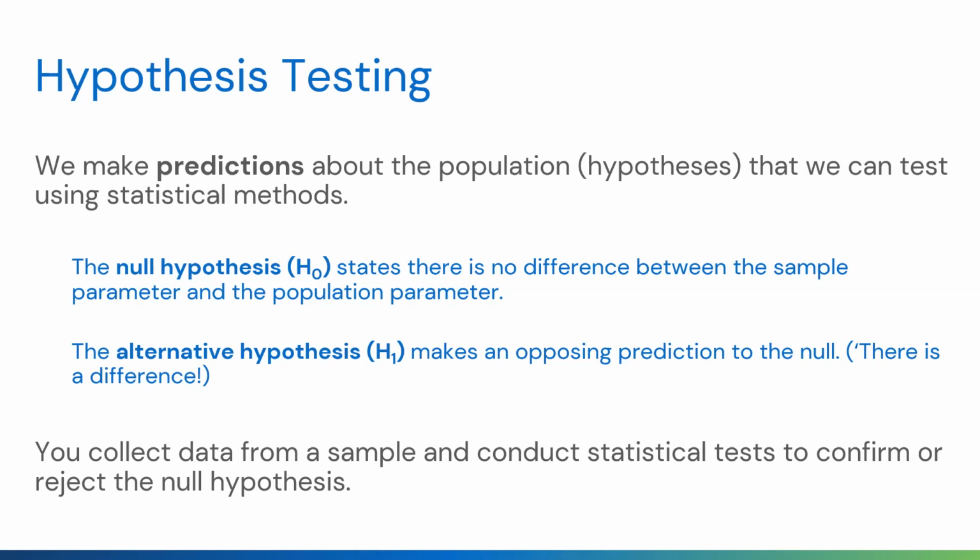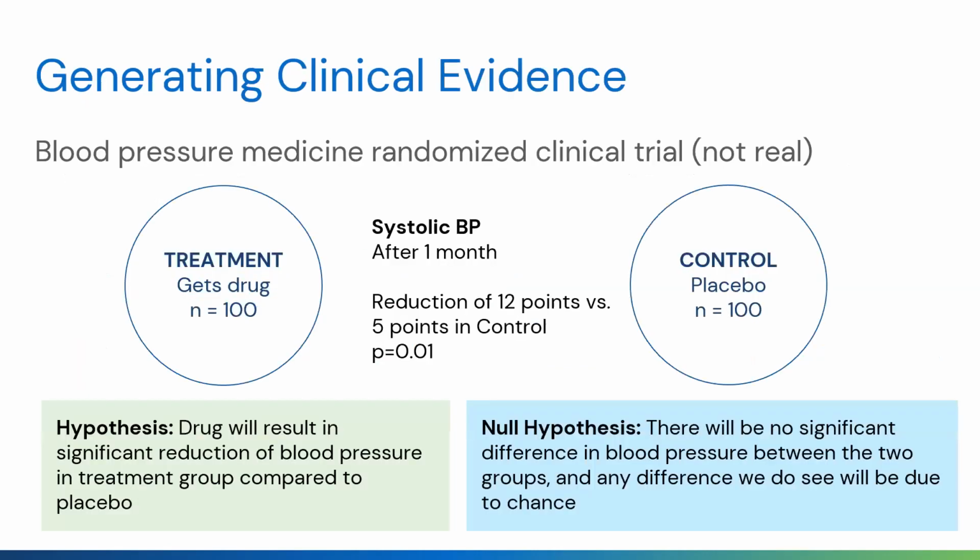And so we have these two hypotheses. We can now look at an example to apply these two concepts. So, for example, in generating some clinical evidence, we might want to conduct a randomized clinical trial. And in a randomized trial, for example, in this case, blood pressure medicine is being tested. We want to examine a group of 200 people.